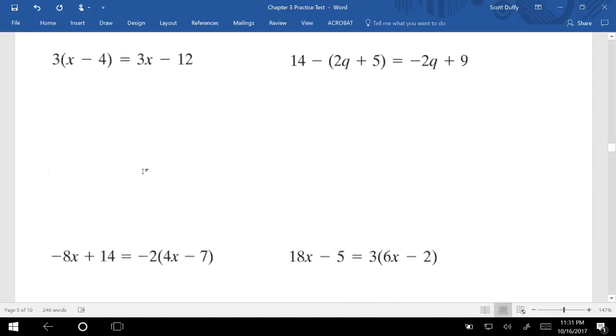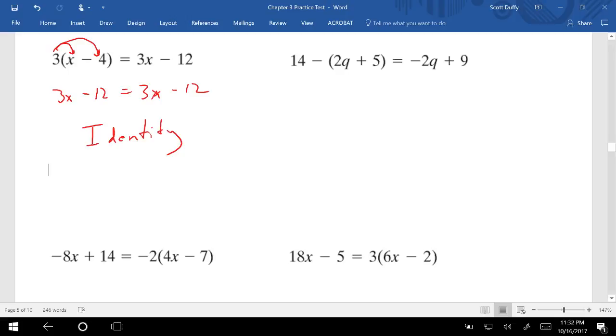Only difference with these is that we have to distribute first. So 3 times x is 3x, 3 times negative 4 is negative 12, and that equals 3x minus 12. Oh wait, when it has the same thing on both sides, that is an identity.